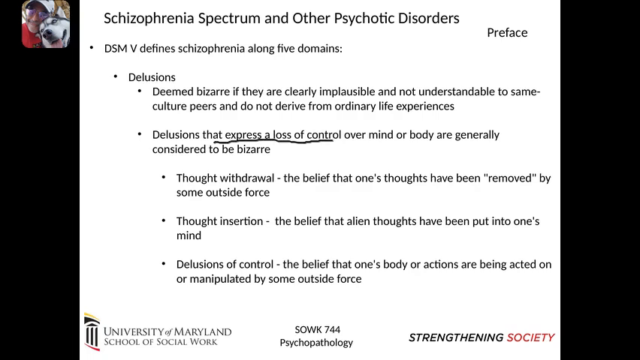There's also a theme of delusions that involve loss of control of mind or body, and the DSM authors break that down further into thought withdrawal, thought insertion, and delusions of control. Again, these can lead to behaviors that are self-destructive and sometimes even destructive to others, because people are responding to what they believe is direct external control, which can be constrained to thoughts, but can also include behavior and body movement. That's another theme of delusion.